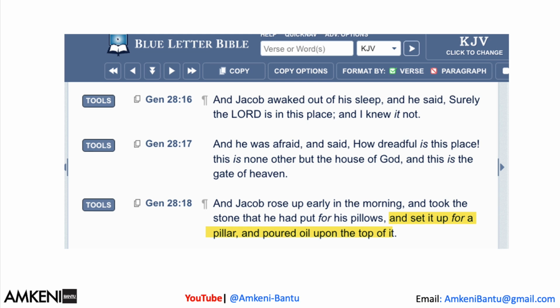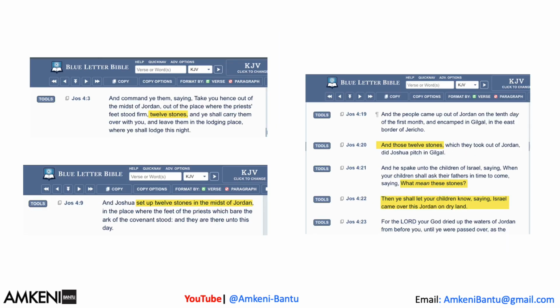Let me move on to another one. This is in Joshua. Joshua commanded them, saying, take you hence out of the midst of the Jordan, out of the place where the priest's feet stood firm, 12 stones for the 12 tribes. And you shall carry them over with you and leave them in the lodging place where you shall lodge this night. So he told them to grab 12 stones, right?